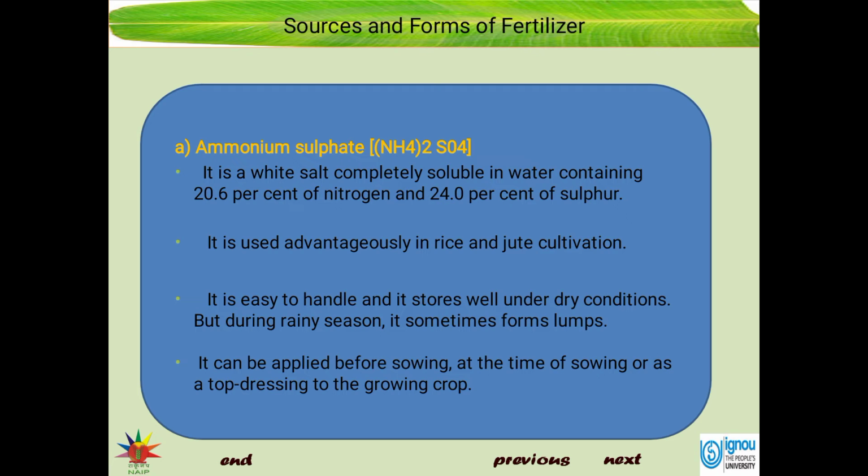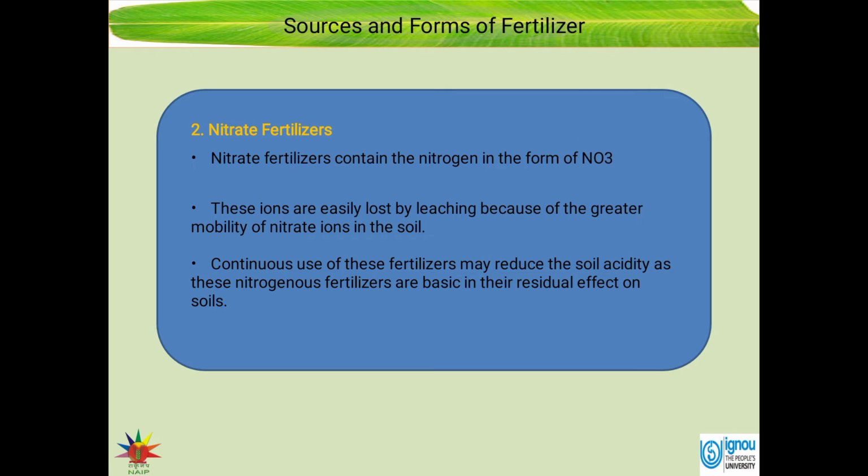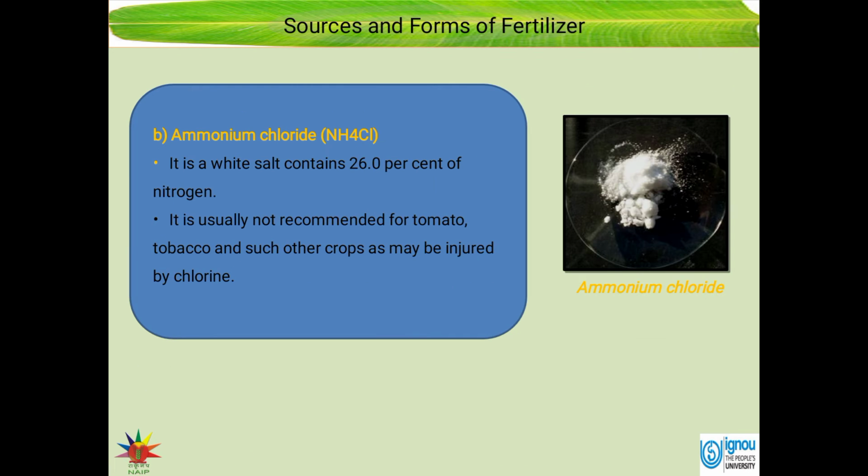Then the next example is ammonium sulphate. It is a white salt, completely soluble. In the case of the nitrate fertilizer, the second example of nitrogenous fertilizer is ammonium chloride.